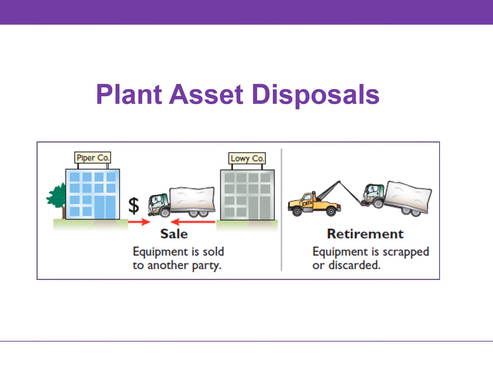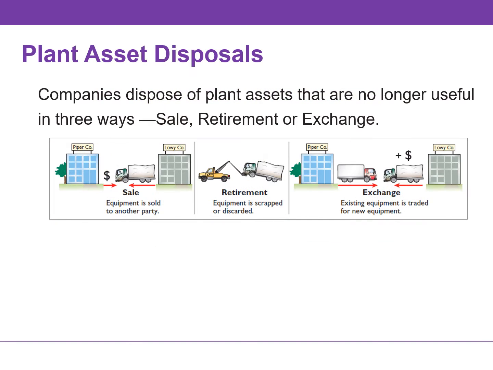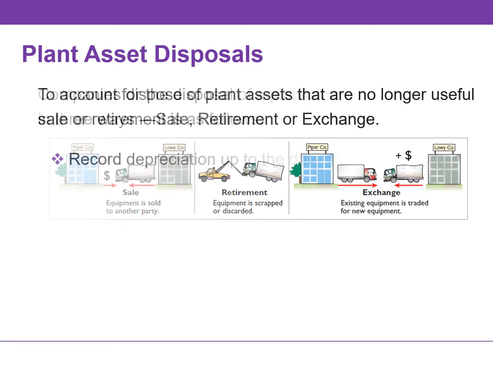In this video, I will explain how to account for the disposal of plant assets through either a sale or retirement. Companies dispose of plant assets that are no longer useful to them in three ways: through a sale, retirement, or exchange. To account for the disposal of a plant asset through a sale or retirement is as follows.